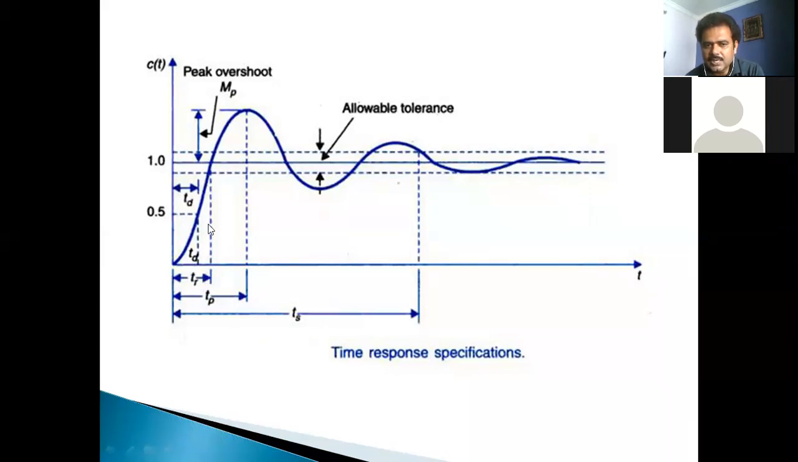The time taken to reach 50% of the final value is called delay time. The time taken to reach 100% for the first time is called rise time. The time taken to reach its maximum value for the first time is called peak time. The time taken to reach the final value, that is the steady state value, is called settling time. Okay, is it clear?